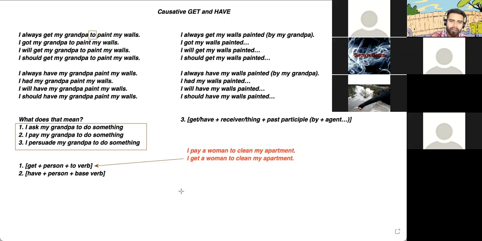Okay, let's see another one. Paola, how can I say the same thing, but this time using the second formula, have, person, base verb? So I get a woman to clean. A woman cleaned my apartment. Good.